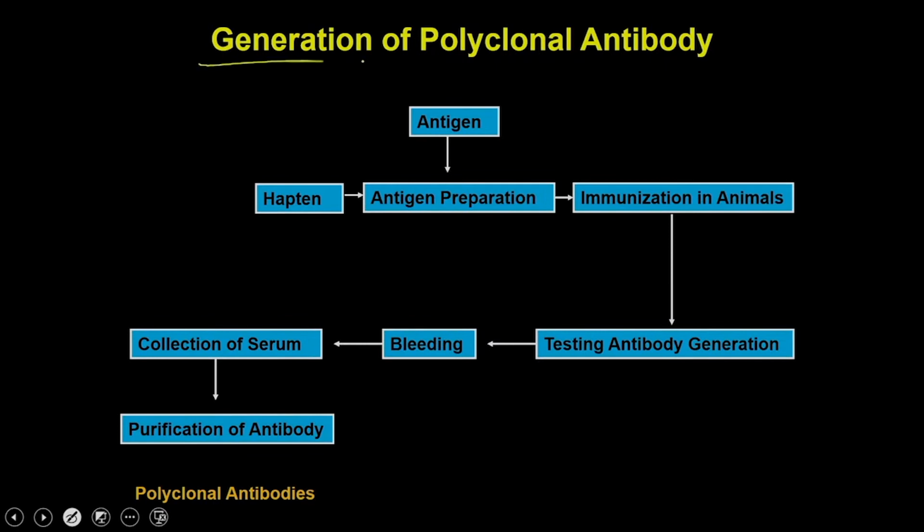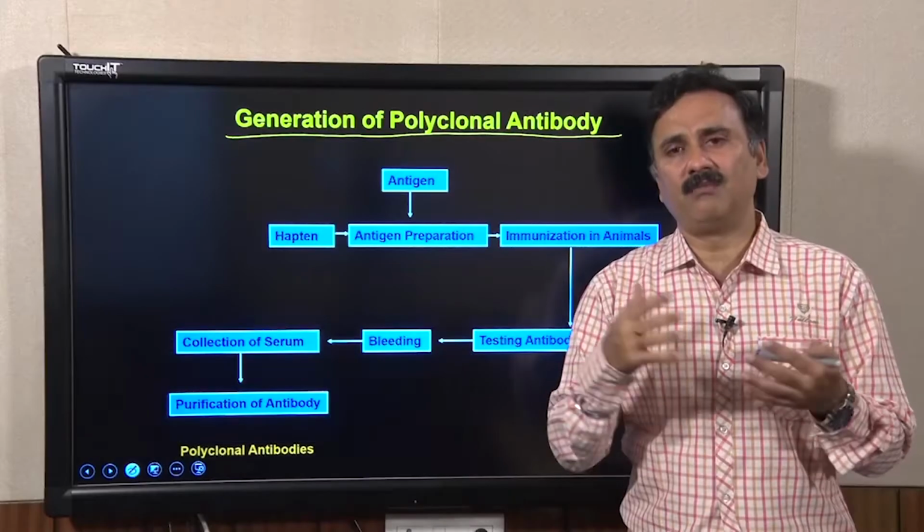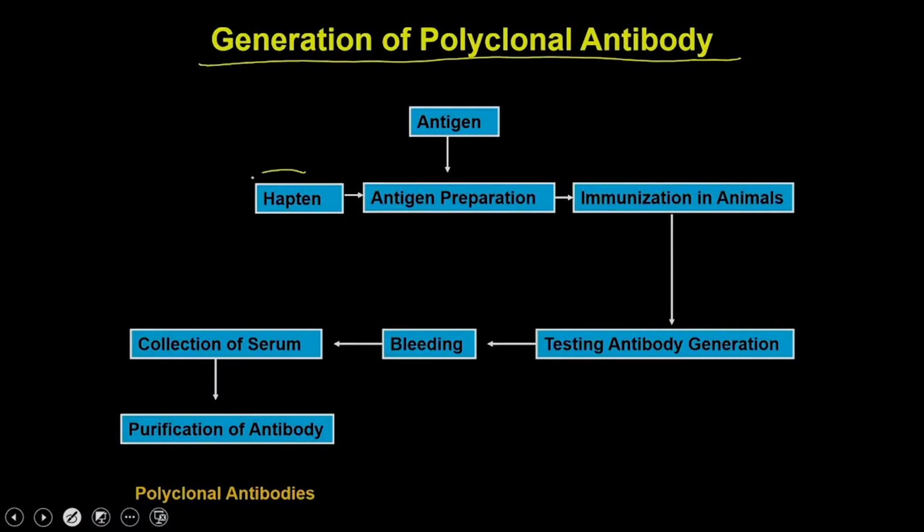So, generation of polyclonal antibodies. We have discussed this when we were discussing affinity chromatography, so we are not going to discuss it in detail, just to refresh your memory. You can have two different types of antigen, either the hapten, which is converted into an antigen with the help of a carrier protein such as KLH or some other carrier protein.